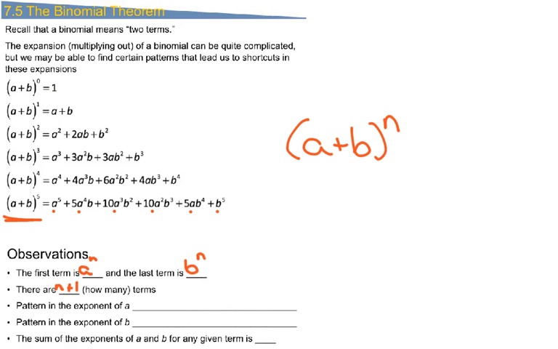The exponents of a, well, we always start off at a to the n. As we go through each expansion, we would have a cubed here, we have a squared, a, and then we have no a's, which would technically be a to the 0.